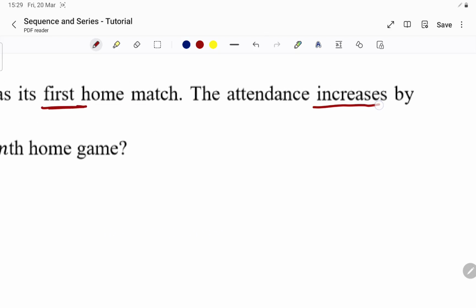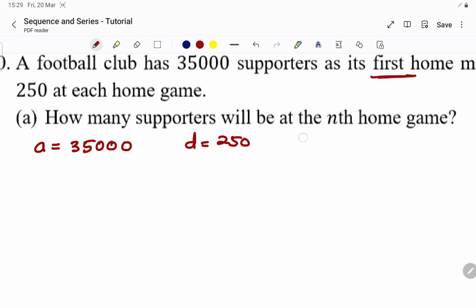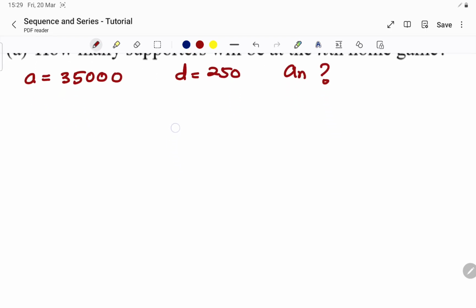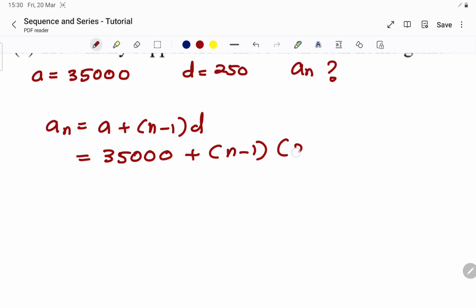And then the attendance increases by 250 at each home game. So by right, for the next home game, it increases by 250 each time. So when they say increase, this is arithmetic. Then when we have arithmetic, we have d equal to 250. Now the question is how many supporters will be at the nth home game? By right, we want to know a_n. So we have a_n equal to a plus (n minus 1) d. So a we already got, 35,000 plus (n minus 1) multiply with d, which is 250.